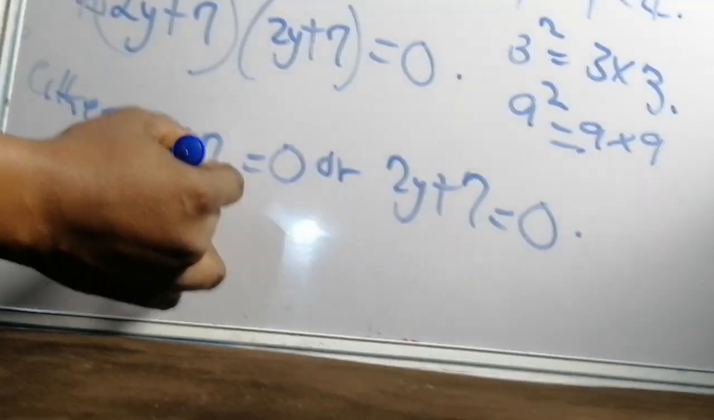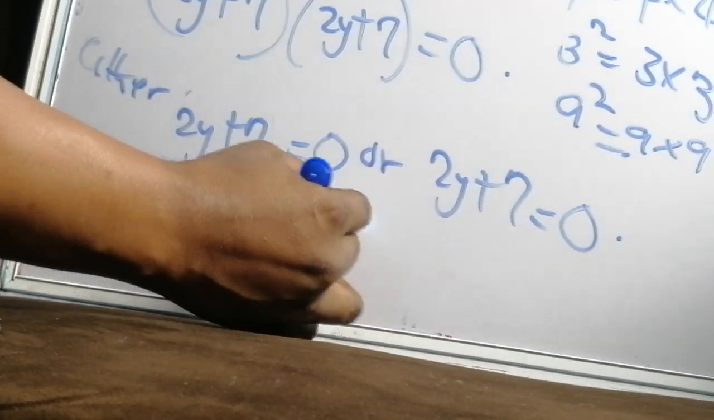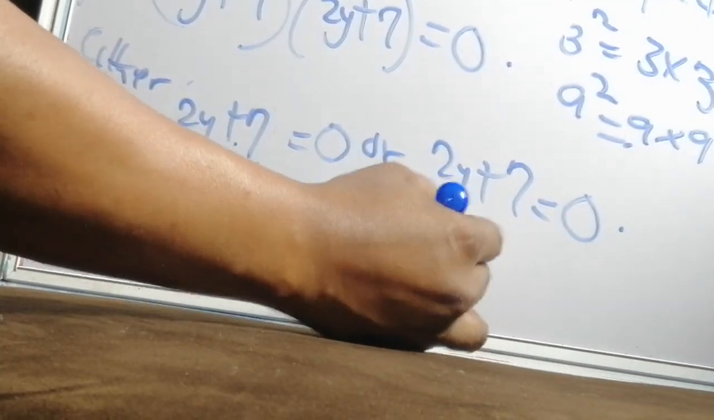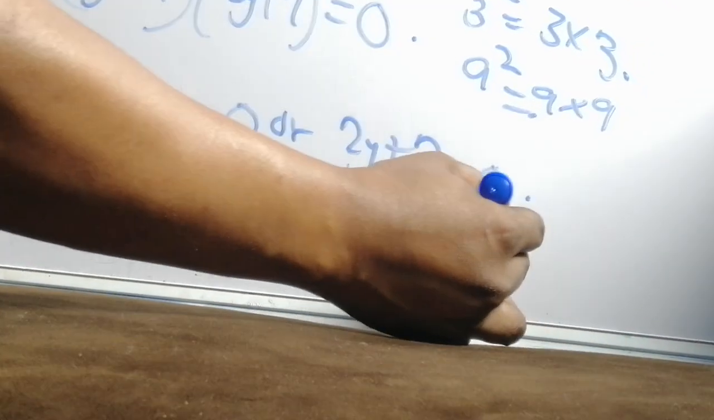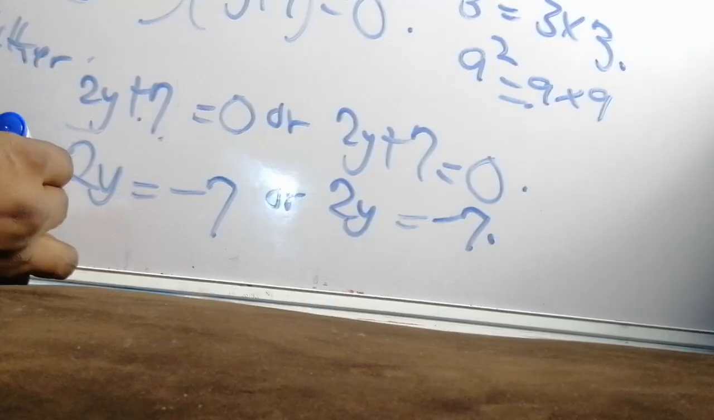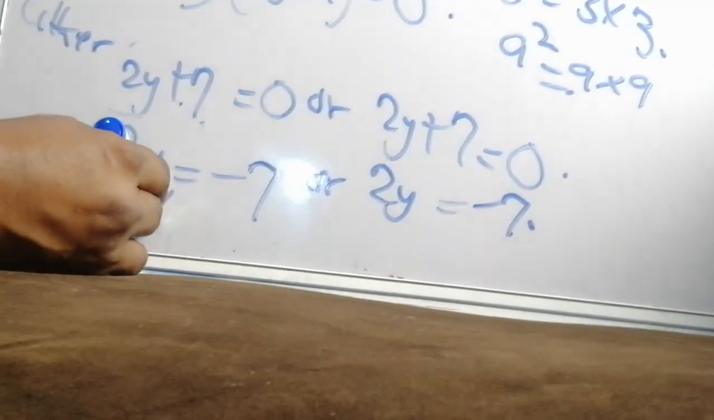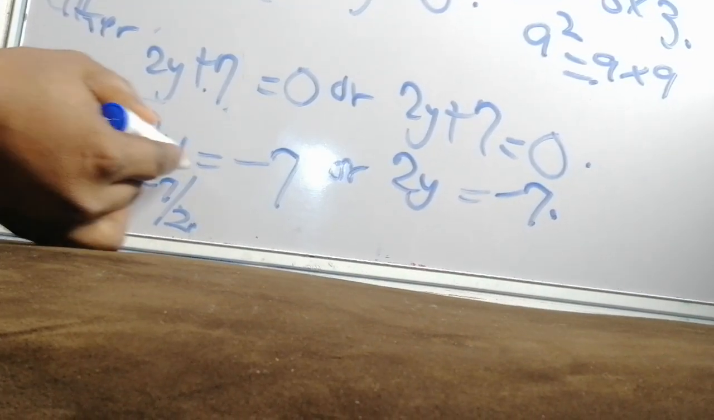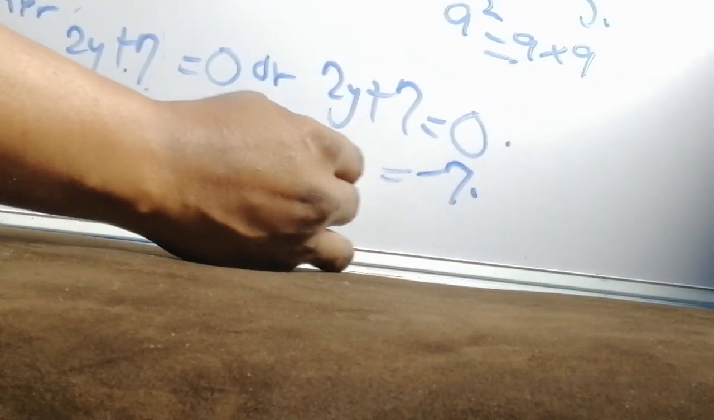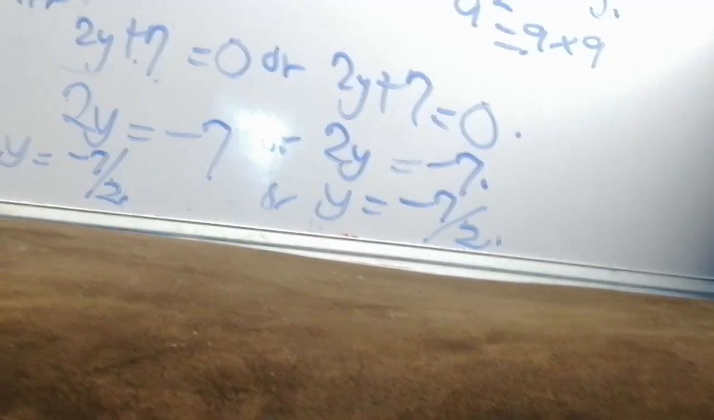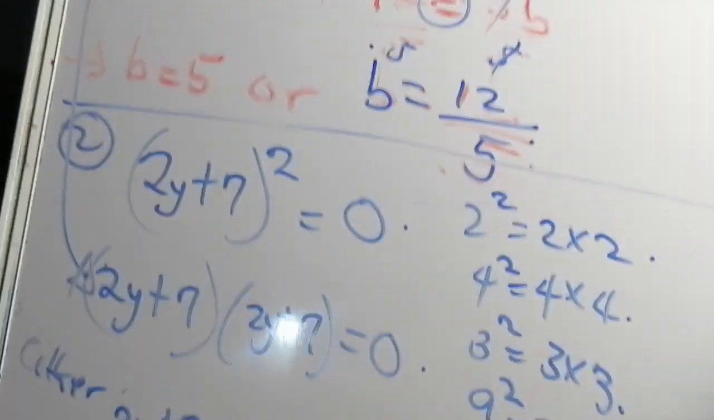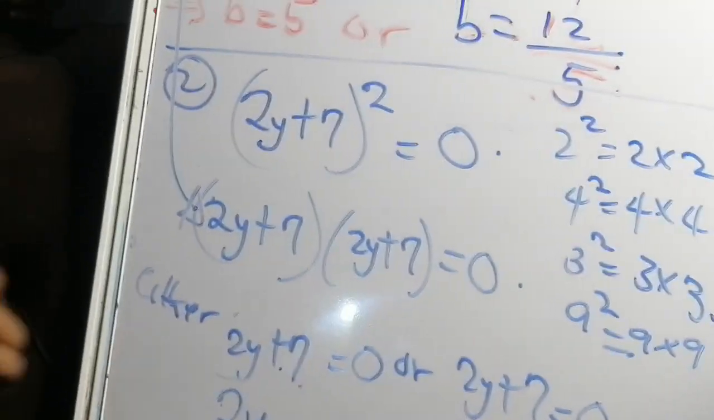That's 2y plus is crossing the equal sign. It changes to minus 7. So it means that y is equal to minus 7 over what? 2, when you divide both sides by 2. Or y is equal to minus 7 over 2. That's the answer. It's as simple as that. So it's very, very straightforward in this aspect. It's good that we are taking care of this.